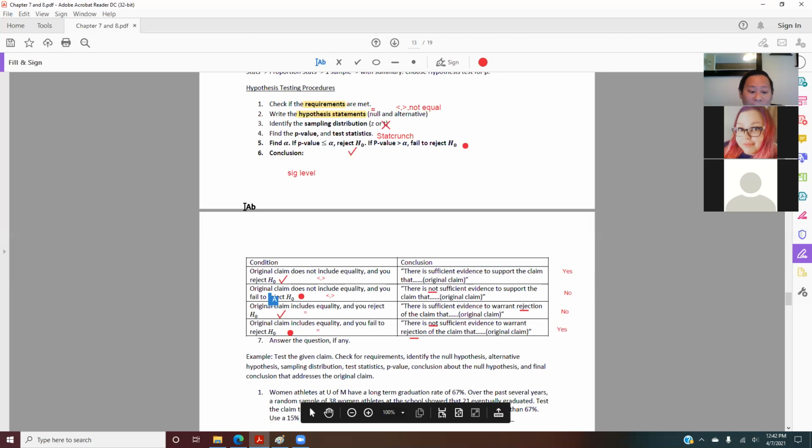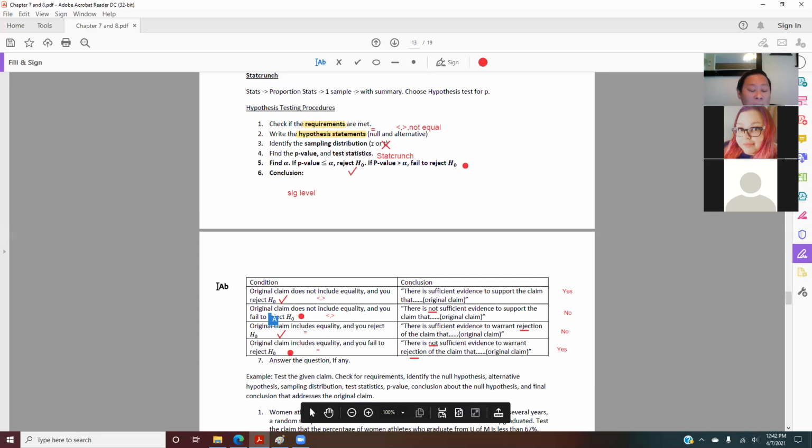So these are the 7 steps of doing your hypothesis test, which will also be used in chapter 9. So does anyone have any questions on the hypothesis testing here? And you will see this again in the next section, 8.3.